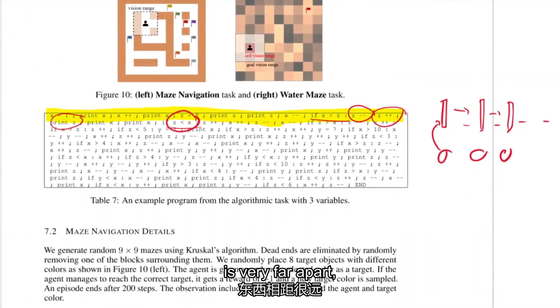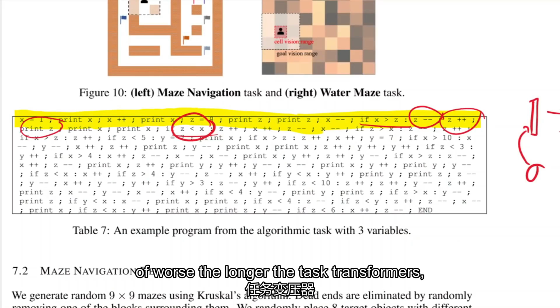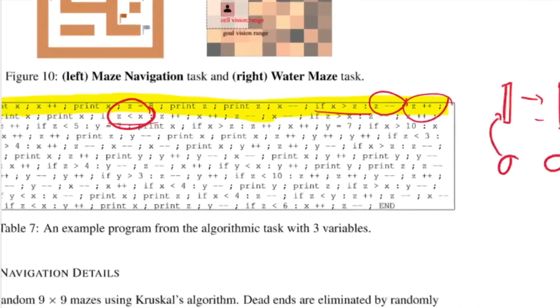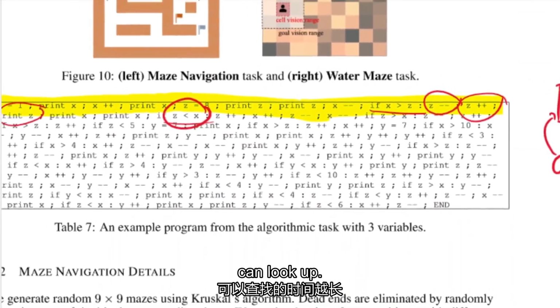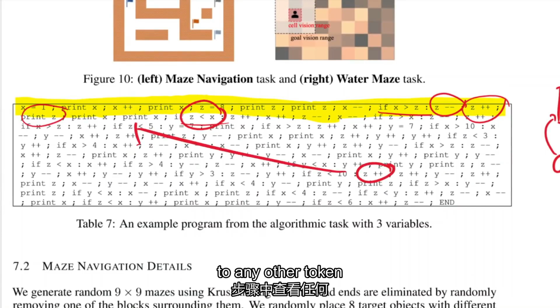So if stuff is very far apart, like here, in many cases you need to keep track of all the states of these variables. RNNs tend to do worse the longer the task. Transformers, not so much. Transformers can look up. So a transformer that ingests this token right here can look to any other token in a single step.